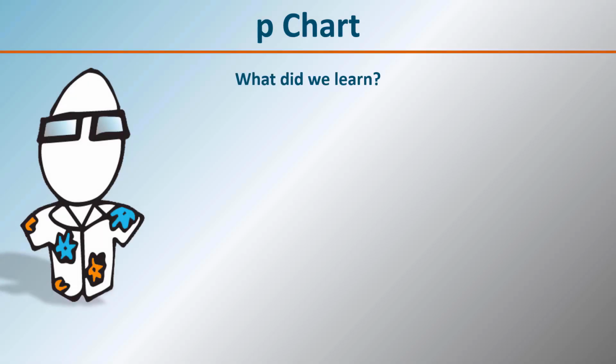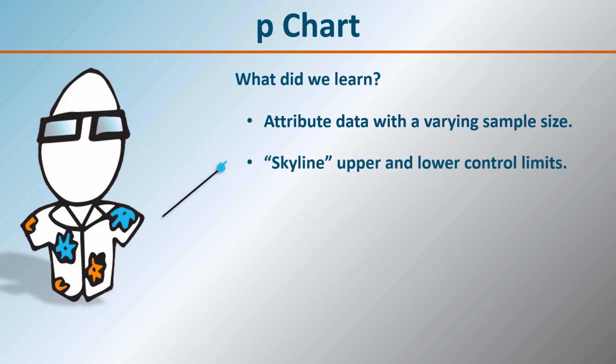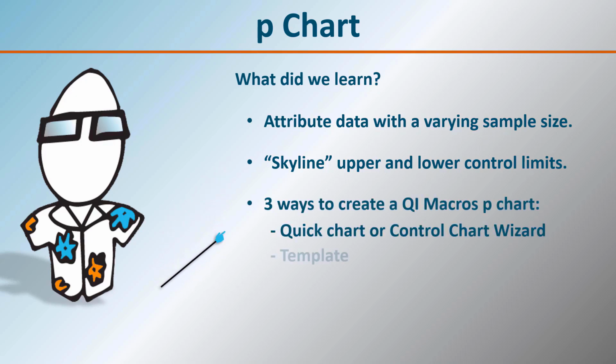So that concludes the P-Chart video. What did we learn? P-Charts handle attribute data with a varying sample size. P-Charts, like U-Charts, have skyline upper and lower control limits due to the varying sample size. And there are 3 methods for creating P-Charts using QI Macros. The QI Macros Quick Chart, or Control Chart Wizard, a QI Macros template, and the QI Macros dashboard for multiple data sets.